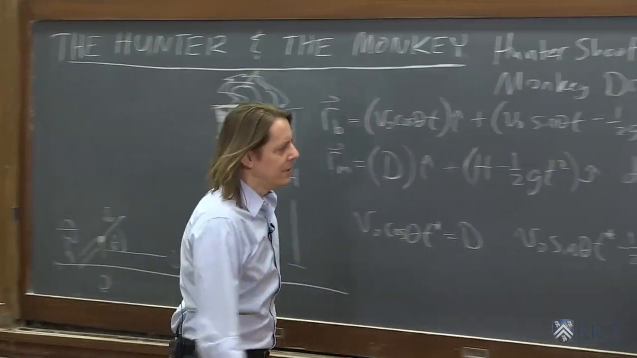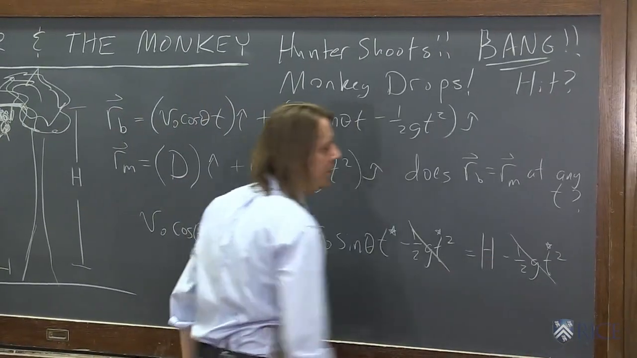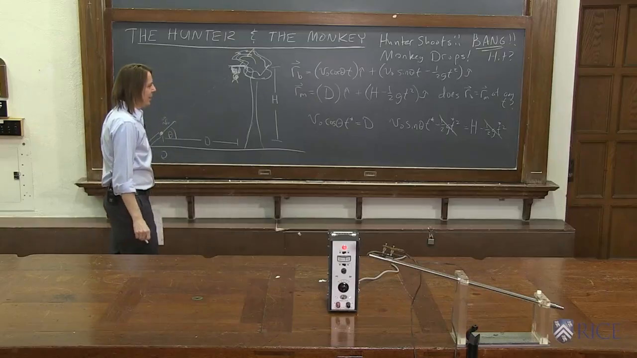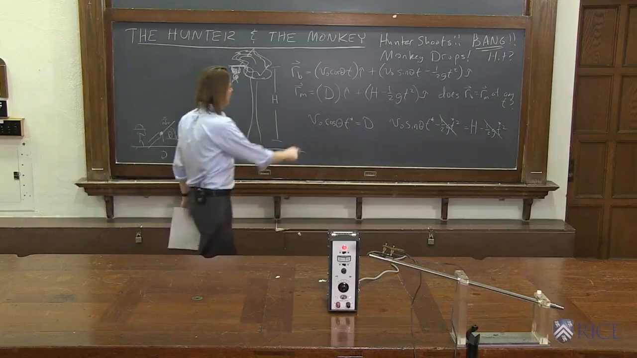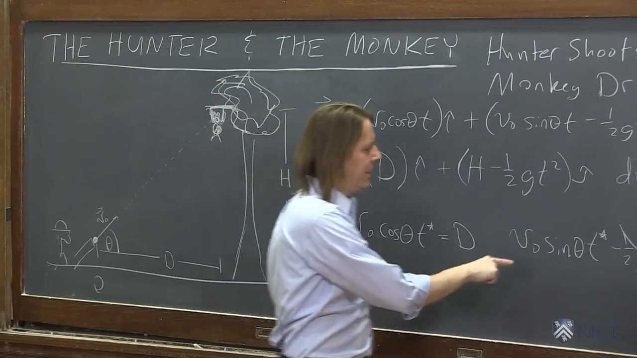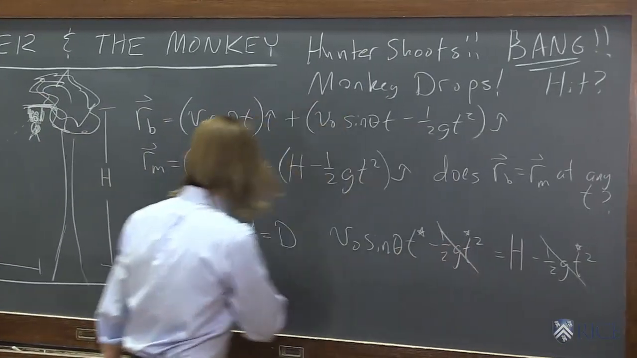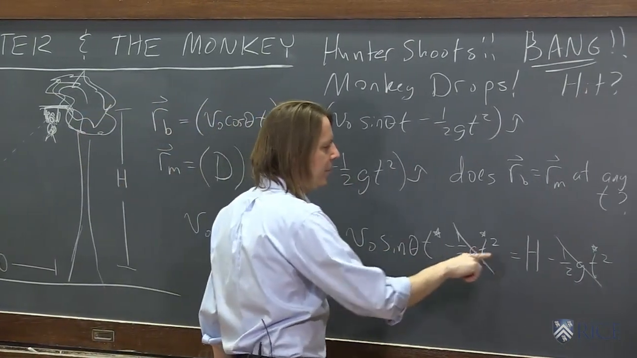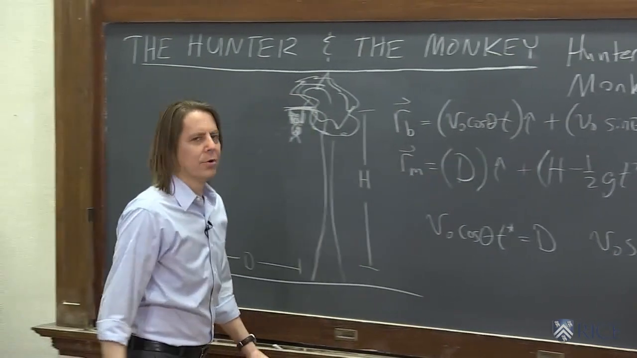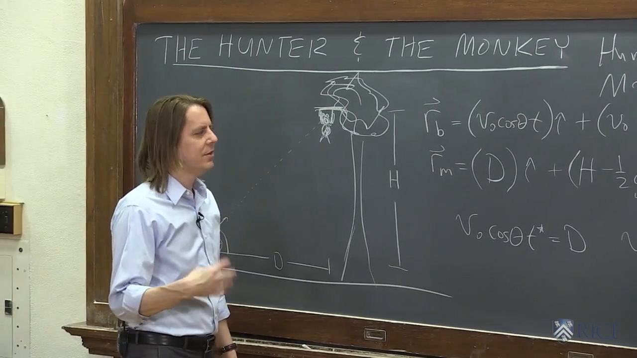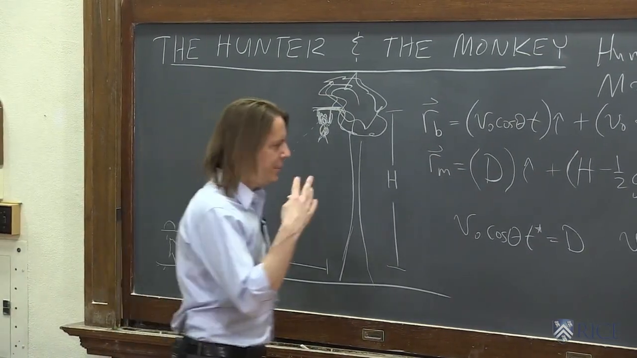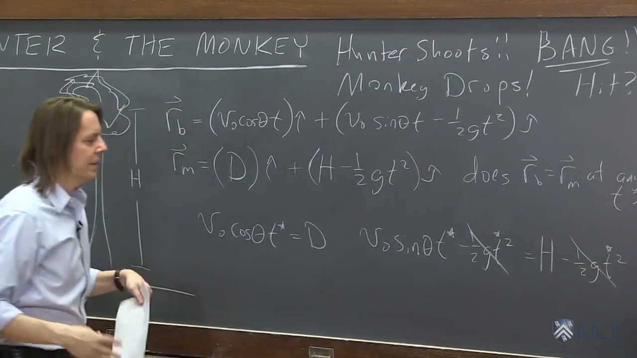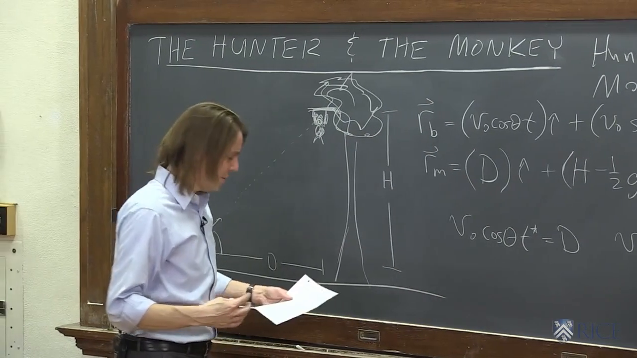Well, one thing you'll see is, oh, they both have this term. That goes away. That's a hint to the answer, right? The gravity terms cancel. So then we're left with, is there a time when v naught cosine theta t star equals d and v naught sine theta t star equals h? Is there ever a time when that is true? What would it take to make that true? For that to be true, we could solve for t star and set them equal to each other and see what the requirement is. Okay, so let's look at that.